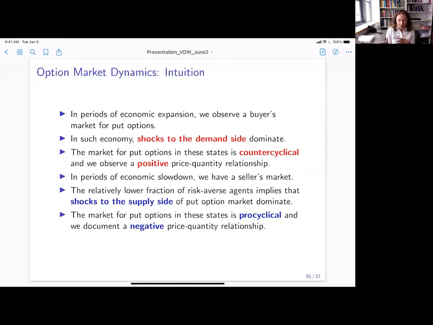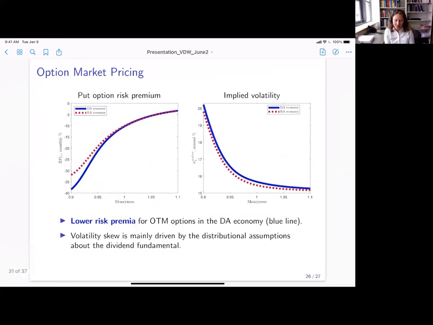Whereas in periods of slowdown, the risk averse agent will start experiencing some losses from selling put options before some options become in the money. The agent gets wealthier, right? So now the disappointment averse agent makes up a larger share of the economy. There is strong demand for put options by the disappointment averse agent, and the risk averse agent is more constrained in terms of his wealth. So this is a seller's market for put options, or for crash insurance in general. And we will have the opposite effects. So we will have shocks to the supply side dominating and procyclicality and a negative price quantity relationship on the option market.